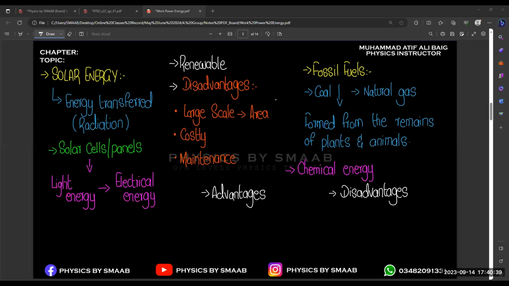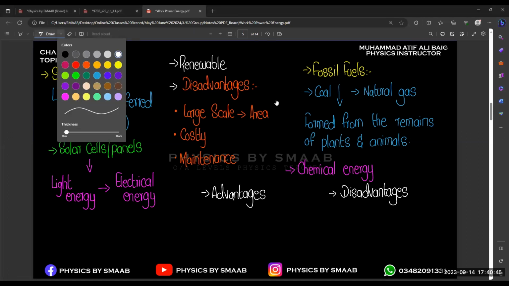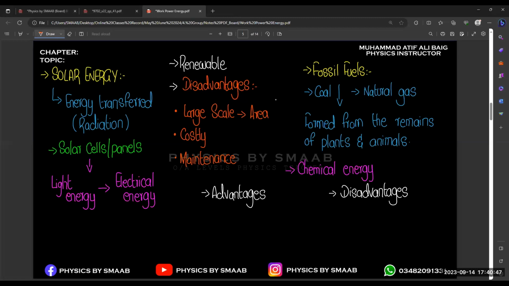Okay, if we talk about some advantages and some disadvantages in general related to the fossil fuels, just like we discussed about the solar. So what are the advantages of using the fossil fuel in our daily life? I don't think there are any advantages. Okay, basically, we are using the fuel or natural gas in our daily life for transportation, right?